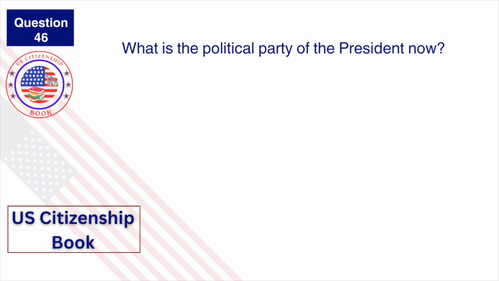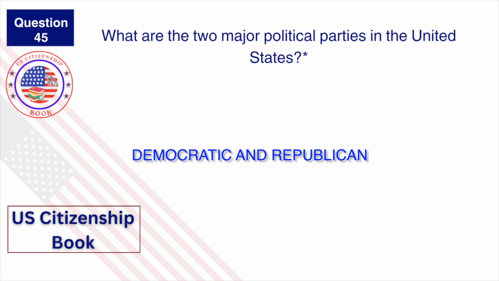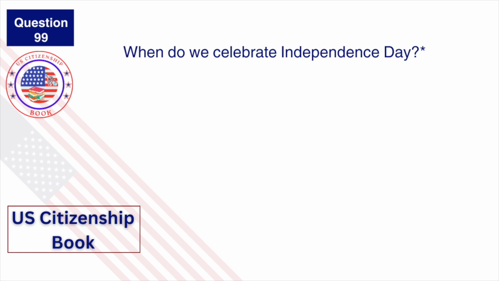What is the political party of the president now? Republican. What are the two major political parties in the United States? Democratic and Republican. When do we celebrate Independence Day? July 4.